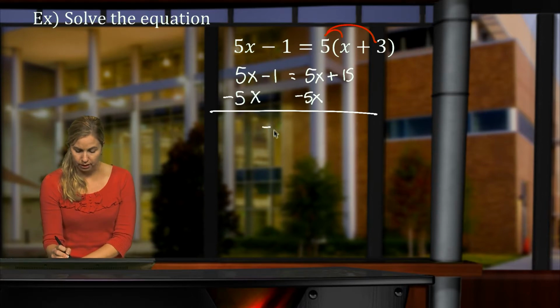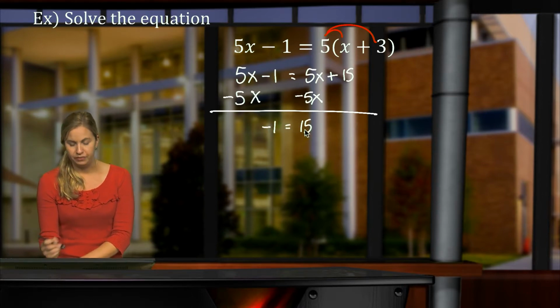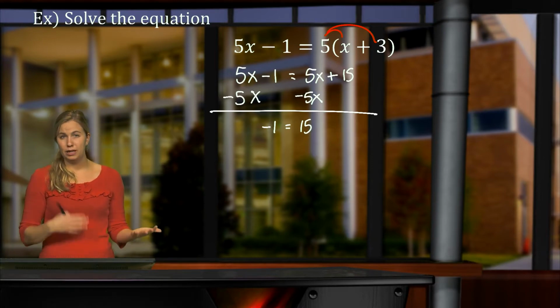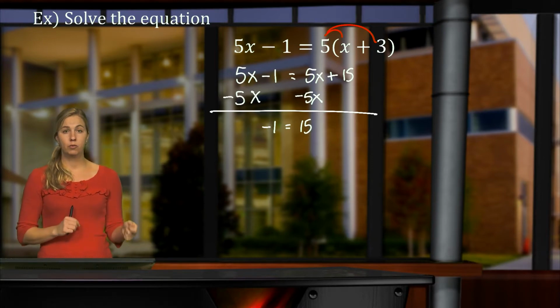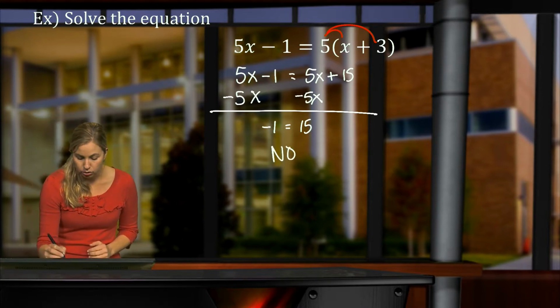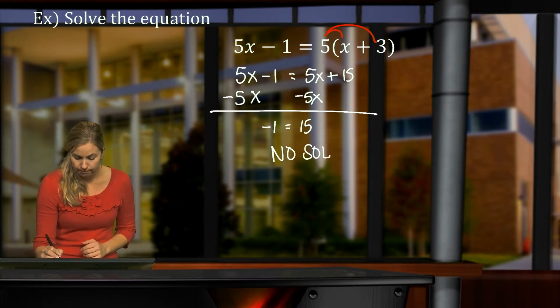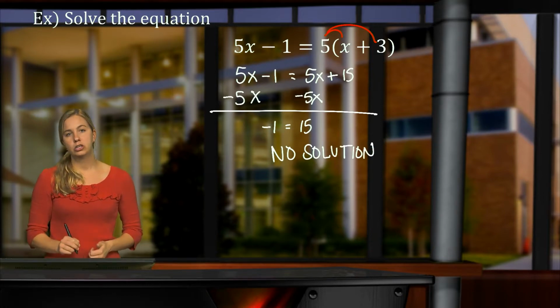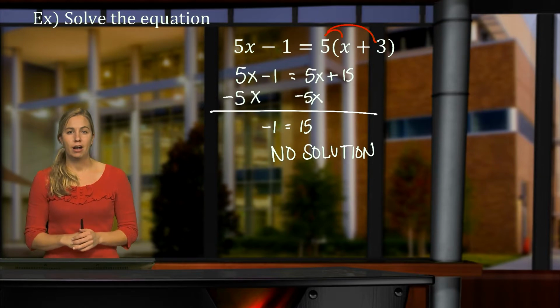So I end up with negative 1 equals 15. Well, look at this statement. This statement says that negative 1 is equal to 15. Is negative 1 ever going to be equal to 15? No. So this means that there is no solution for this equation. When there is no solution, we call this equation a contradiction.